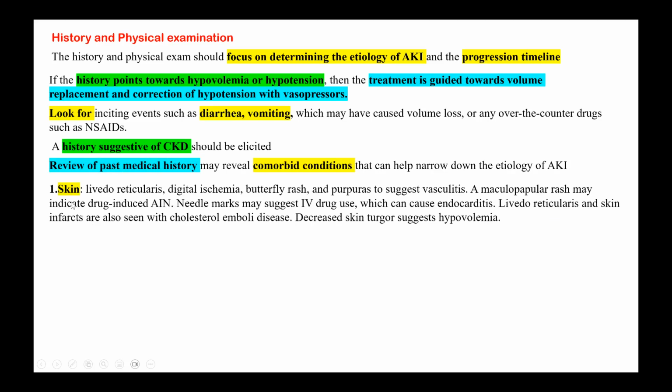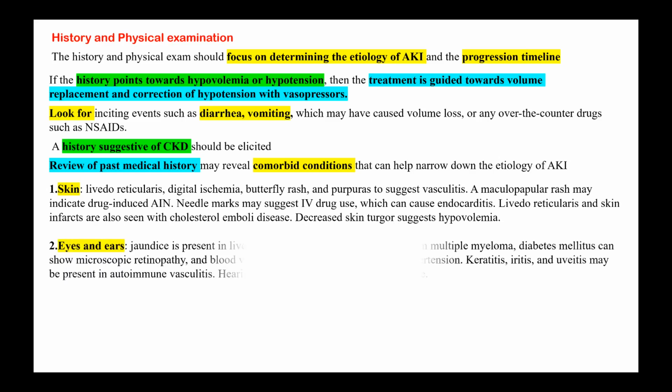Now, physical examination, if you see the skin, there may be digital ischemia, butterfly rash, and purpura suggestive of vasculitis. Maculopapular rash may indicate drug-induced acute interstitial nephritis. Needle marks may suggest IV drug use, which can cause endocarditis. Livedo reticularis and skin infarcts are seen in cholesterol emboli disease. Decreased turgor is seen in hypovolemia. So dry skin with loss of skin turgor suggests hypovolemia.